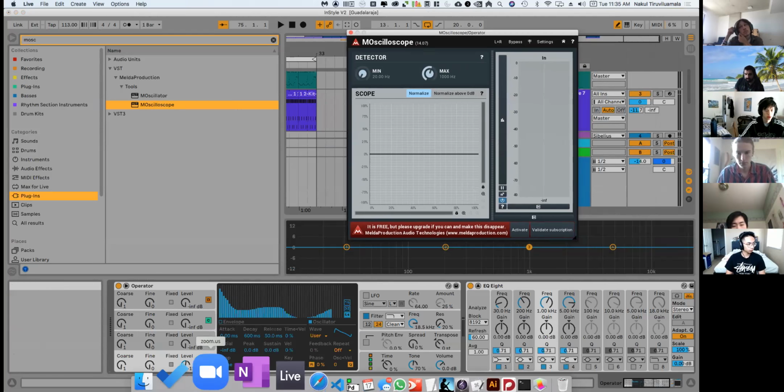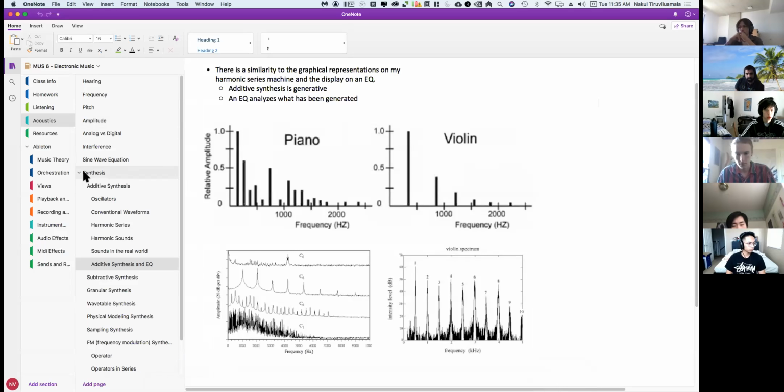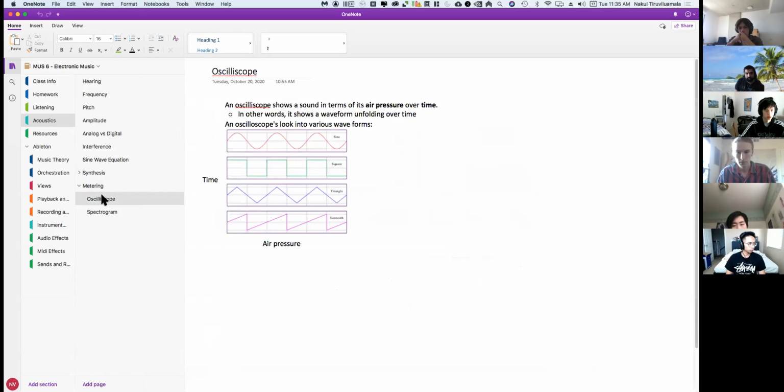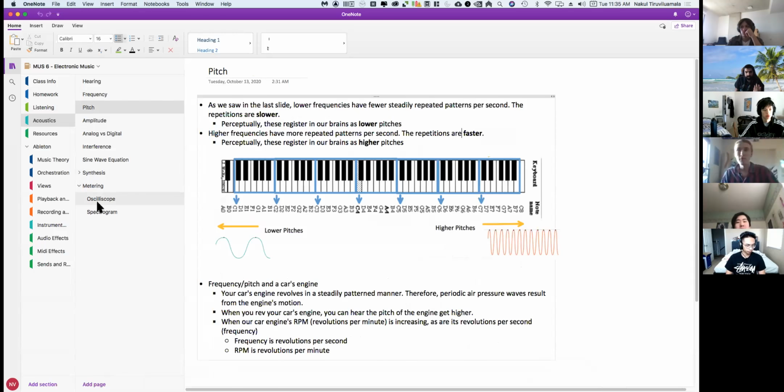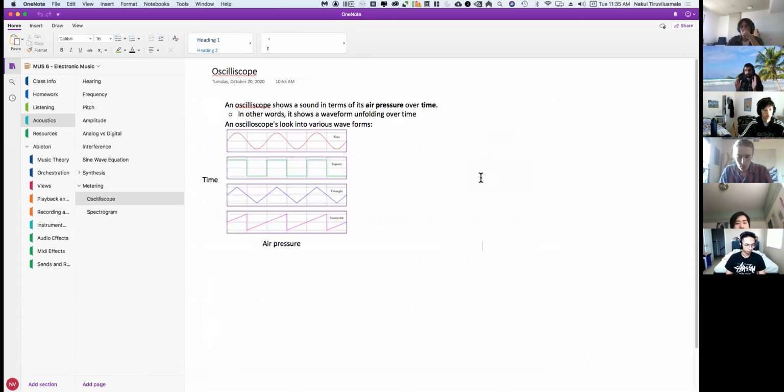So this is basically just to explain to you these different ways of metering, right? What you can see on an oscilloscope is basically air pressure over time. So we're looking at the air pressure of the sound, and by looking at the air pressure of the sound, you can get a bird's eye view of the frequency of the sound and the loudness of the sound. But it only goes so far.